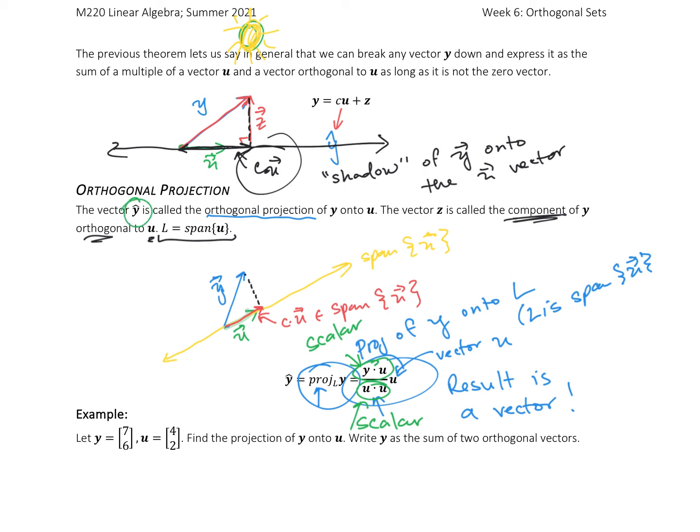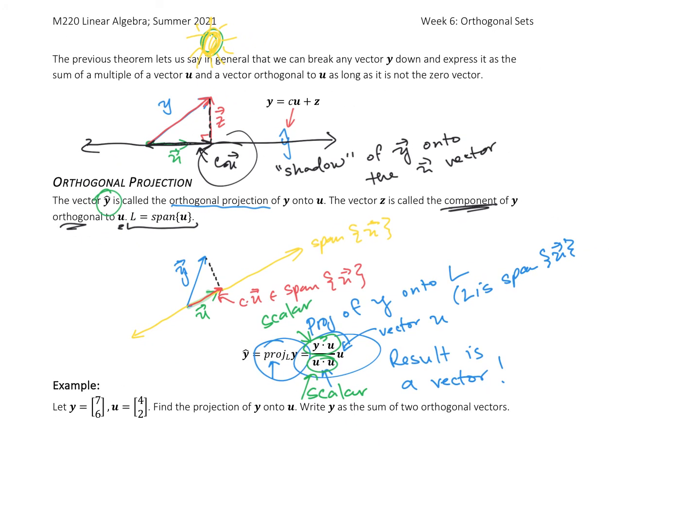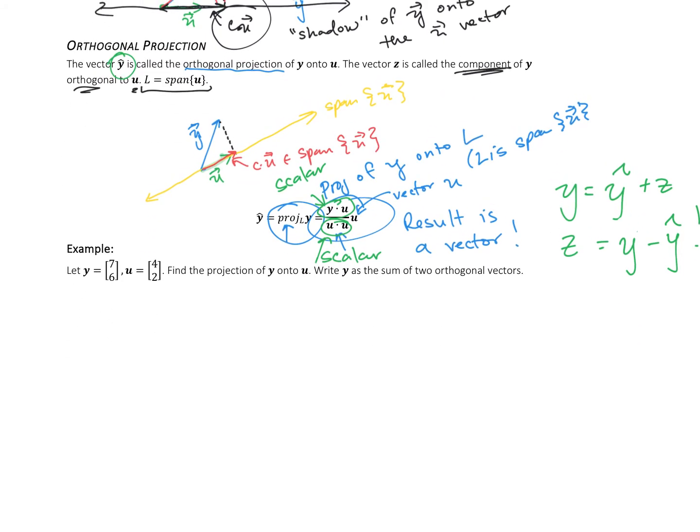To find the z component, if I know that y equals y hat plus z, well then z should equal y minus y hat. Ooh, order is a little bit important in this case. y minus y hat. There we go. Right? Hey! Everybody party! Okay. So let's do something with this.